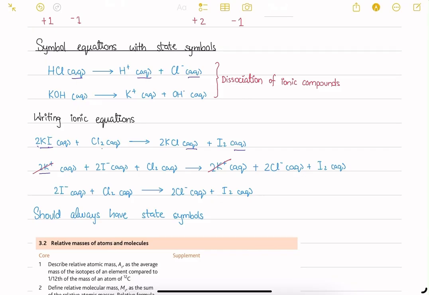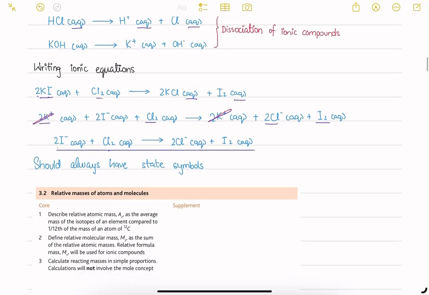And Cl2 is not an ionic compound, so it's just a molecule. We'll write it as it is, Cl2. Again, we have KCl, that's an ionic compound, so 2K+ and 2Cl-. And I2 is a molecule, that's why it goes as it is. Then we have to cancel out 2K+ and 2K+ because it's repeated on both sides. We'll be left with 2I-, Cl2 aqueous, 2Cl- aqueous, and I2 aqueous. So this is our balanced ionic equation for this reaction.